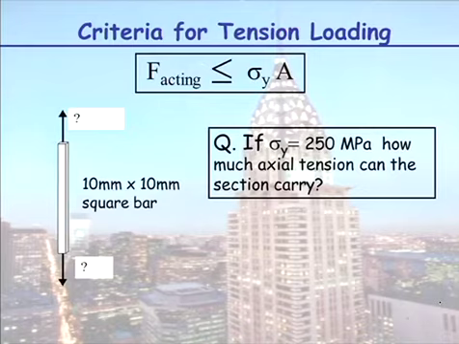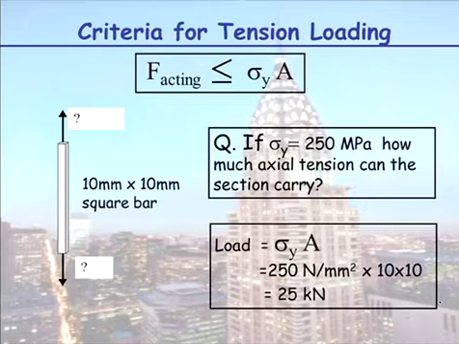So, here's an example. We have a member here, it's 10 mil by 10 mil cross-sectional area. Yield stress is 250. How much tension can the section carry? Stress times area. 250 by 10 by 10, 25 kilonewton. So quite a bit of load. 25 kilonewton, 2.5 tonne. So if someone said, I want to hang a car from something that's 10 by 10, will it work? Yes, easy.